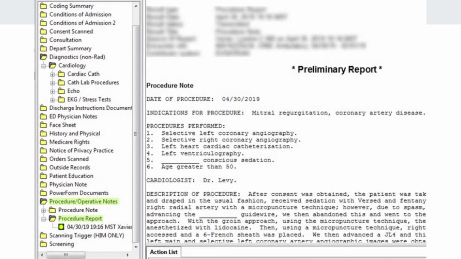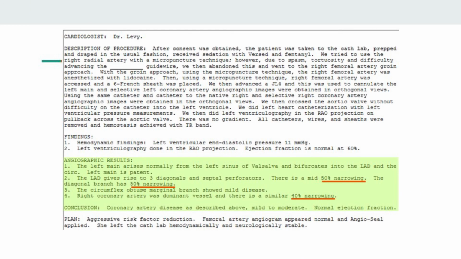On Cerner, you'll be able to look up cardiac caths by going to Notes, then going down to Procedure/Operative Notes, then the Procedure Report folder. This patient, for example, had 50% narrowing of the LAD, 50% narrowing of the diagonal branch, and 40% narrowing of the RCA. If you've configured custom filters on your Cerner, these notes should pop up under the normal documentation view.